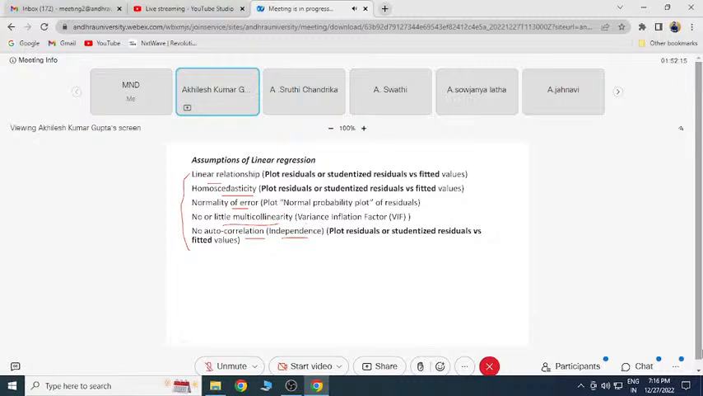So we'll see how you can use the different plots. I have already written here which plots we will be using to check these assumptions: residual versus fitted values, QQ plot, VIF factor, again residual versus fitted values. So these are some plots we'll see to check your assumptions. If any of the assumptions are violated, we'll see how you can rectify them.